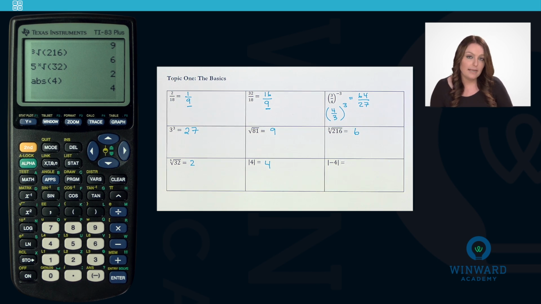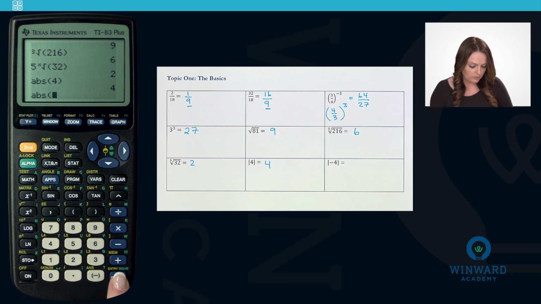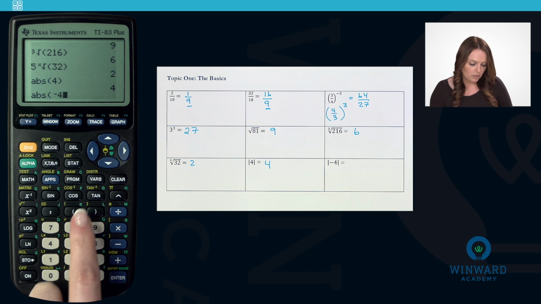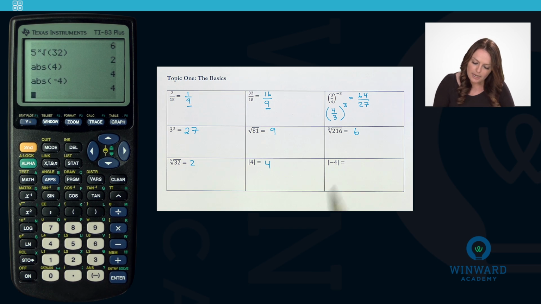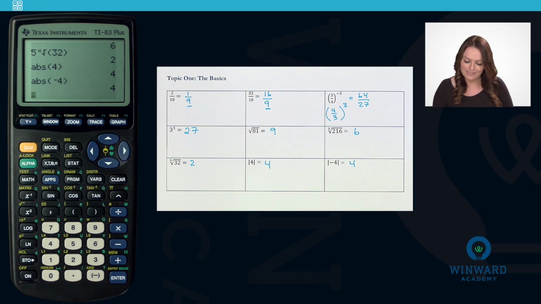Now we want to do the same thing, but with the absolute value of negative 4. So we'll do the same thing. We'll go to math, num, choose that first option of absolute value, type in negative 4, close parenthesis, press enter, and you can see that the absolute value of negative 4 is positive 4.